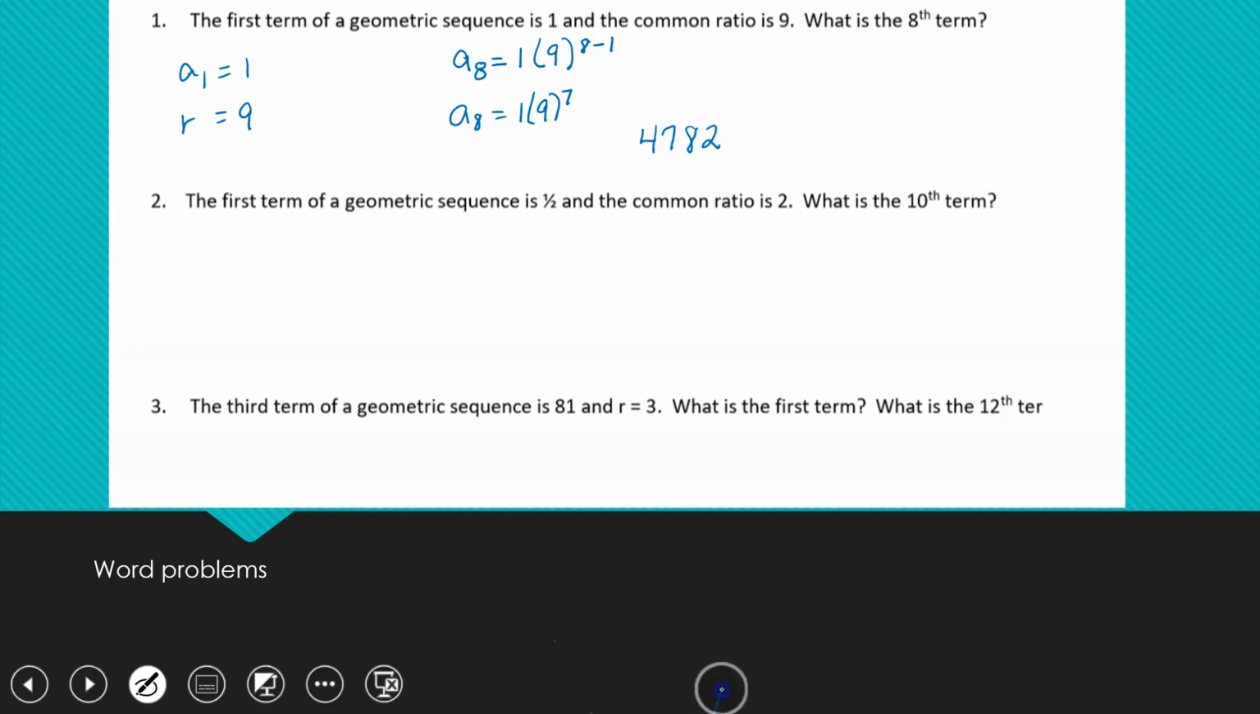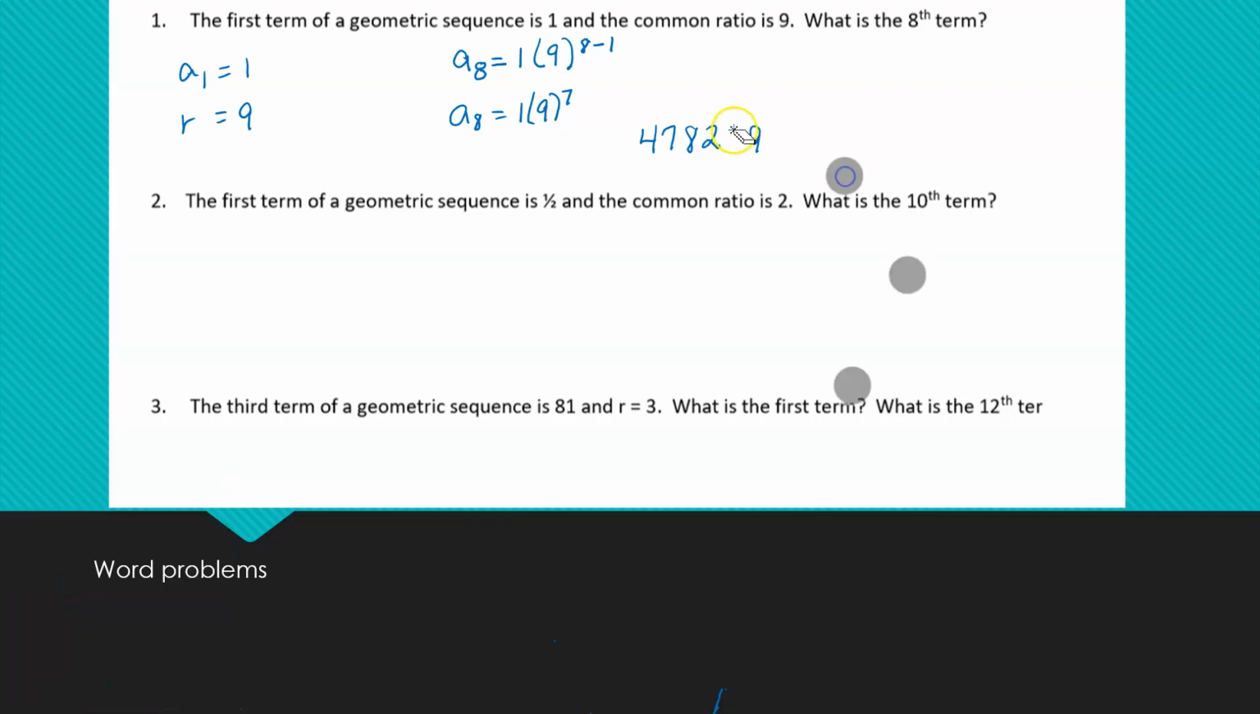Well, wait, let me read that the right way. Hold on, let me write it first. There we go. So that is 4,782,969.